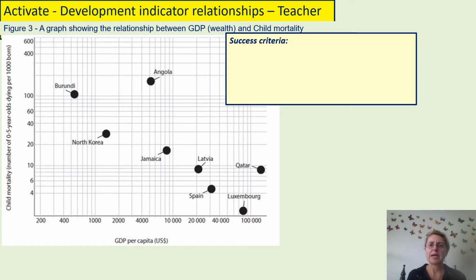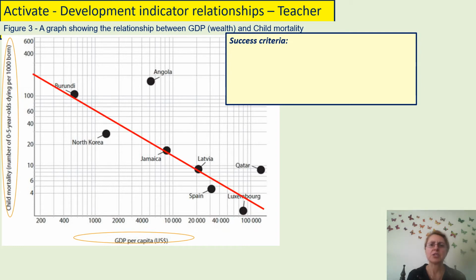So let's look at the y-axis first. These show the child mortality. How many children between the ages of 0 and 5 have died in a country per 1,000 born? Now let's look at the x-axis. This is showing GDP per capita, the average amount of money a country has if it is evenly distributed per person. Now let's look at how these relationships will impact quality of life.